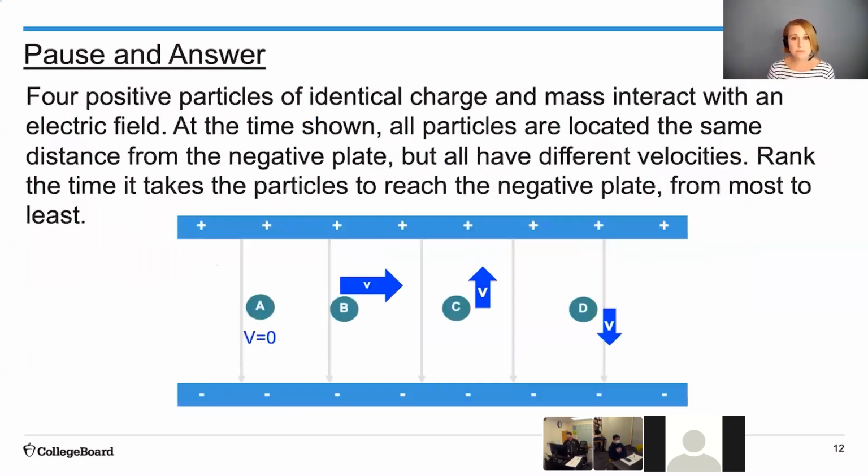I want you to pause and answer this question. All right, so four positive particles of identical charge and mass interact with an electric field. At the time shown, all particles are located the same distance from the negative plate, but all have different velocities. Rank the time it takes the particles to reach the negative plate from most to least. Think this through for a little bit.